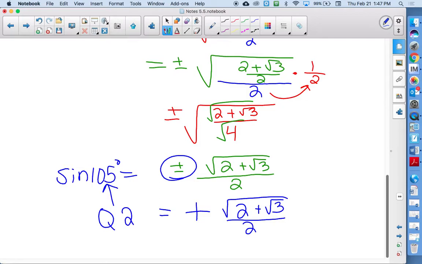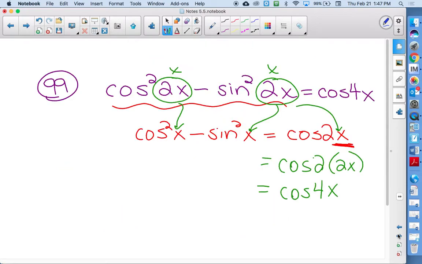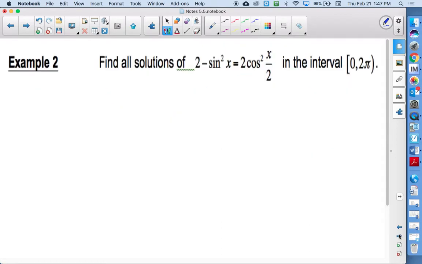So there's one other problem underneath, and it's the solve the equation problem. So we use the formula in the first one to help us evaluate. This one now is just finding the solutions. And we have 2 minus sine squared, that's equal to 2 times cosine squared of x over 2.